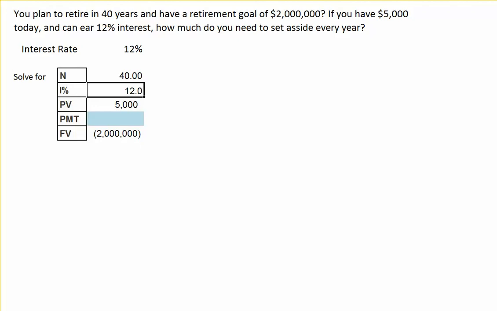Finally, we can solve for the payment, and we find we would need to contribute $2,073 every year to reach our goal of $2 million. If we didn't have the initial $5,000 to deposit today, we would have to make larger contributions every year for the next 40 years. The contribution would increase from $2,000 a year to $2,607 per year.